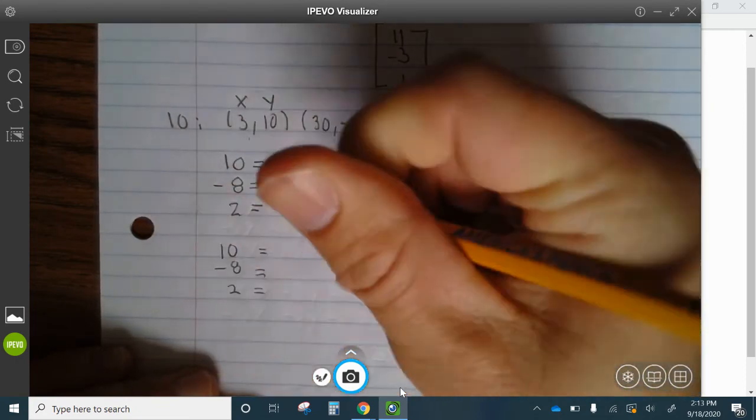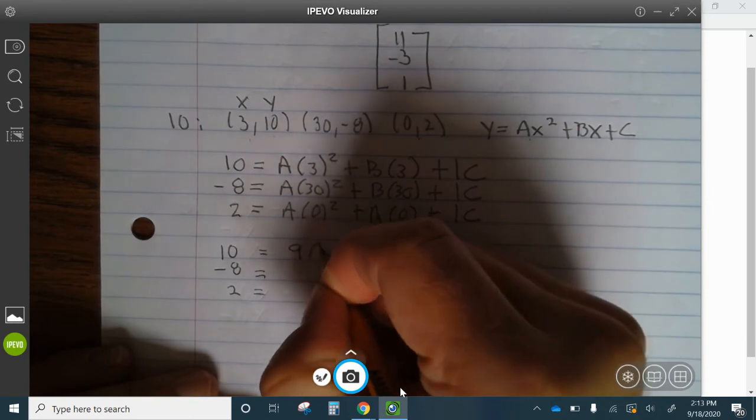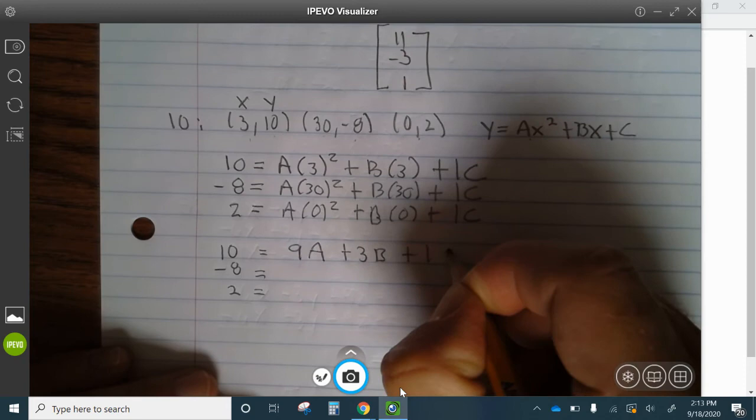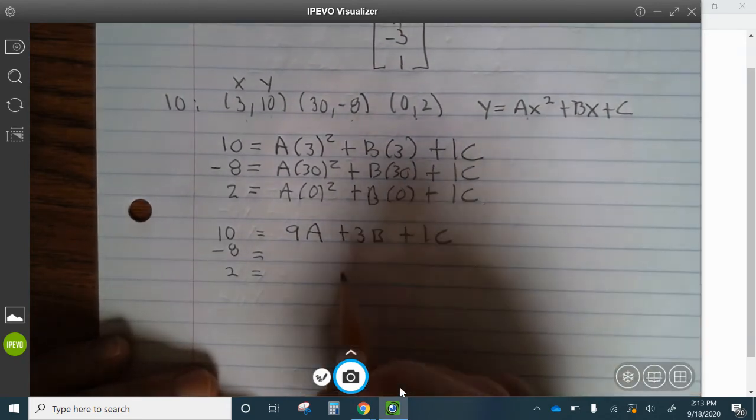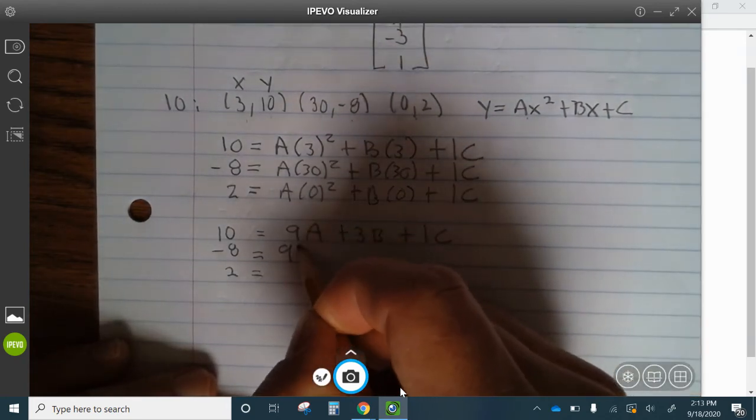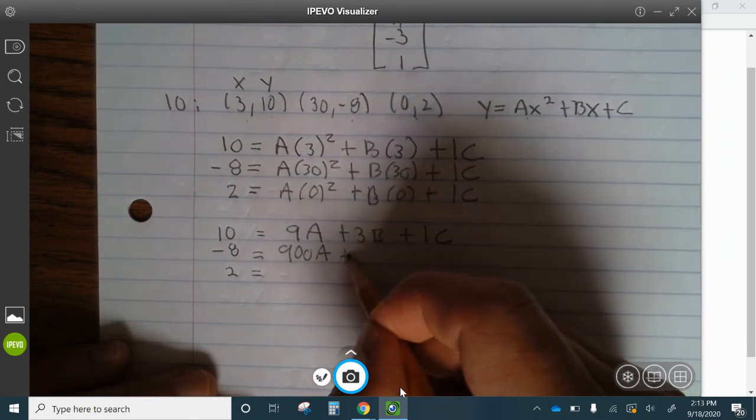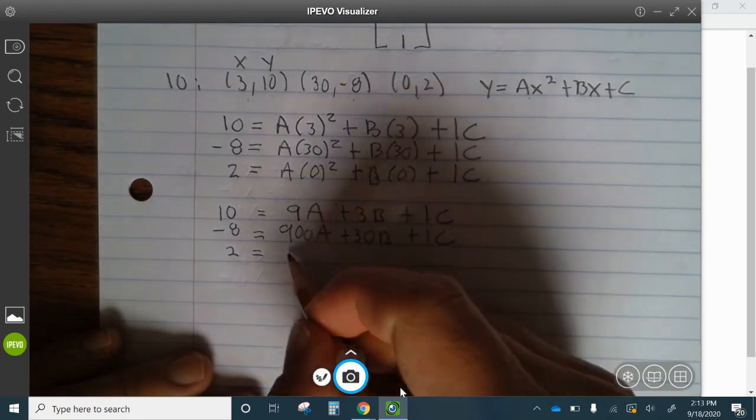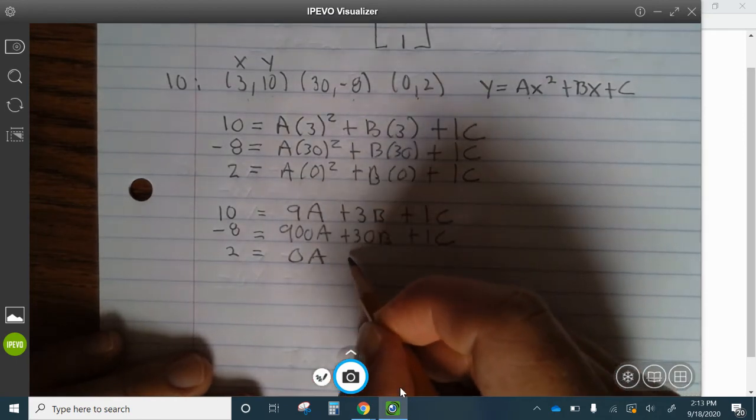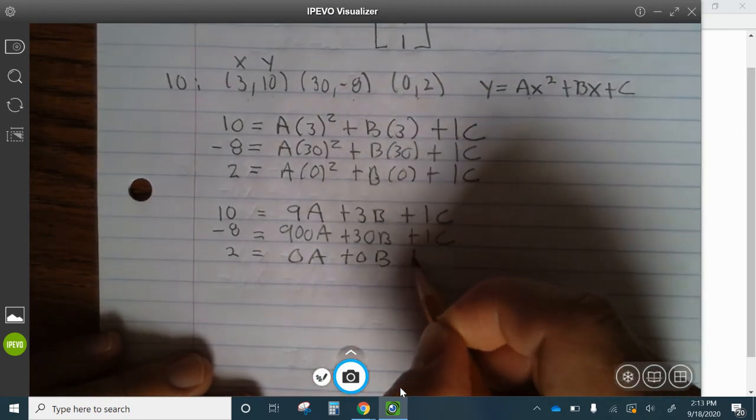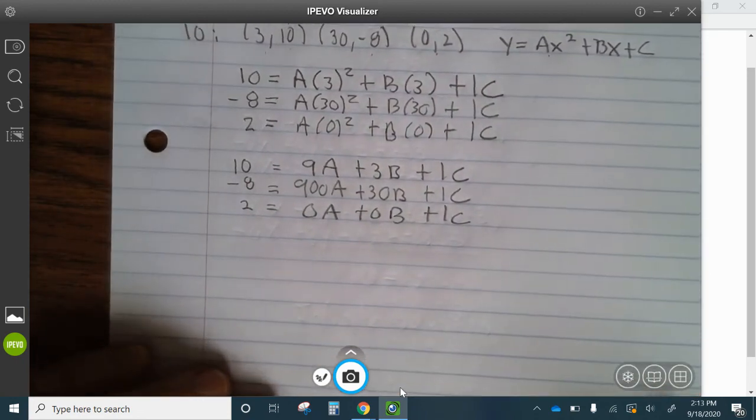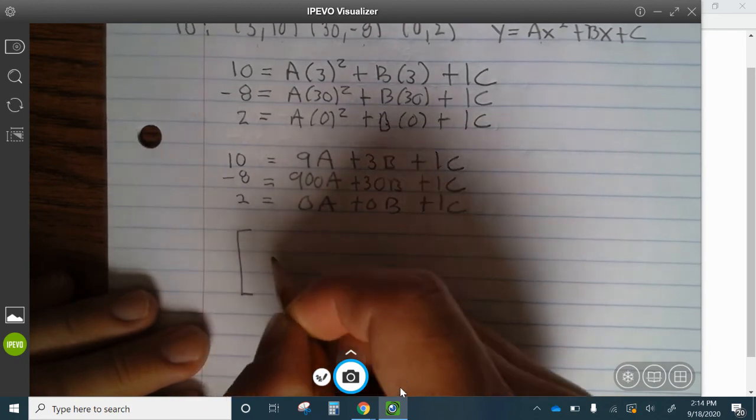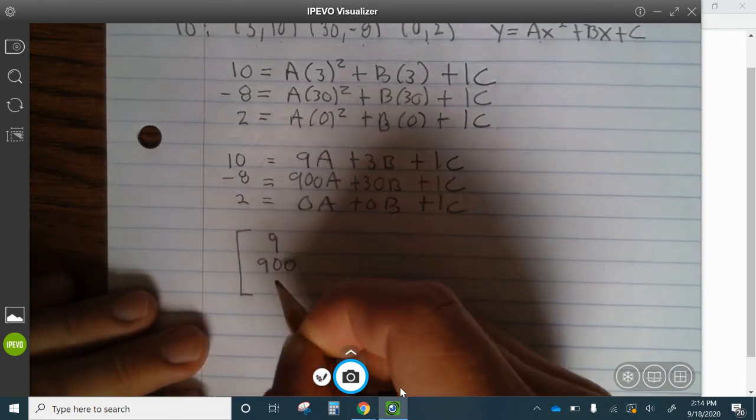We're going to make this into a matrix. So our matrix is 9, 900, 0, 3, 30, 0, 1, 1, 1. That's your A. Your X is ABC equals our B value, which is 10, negative 8, and 2. And so we know we can use A inverse B to solve this. So let's do that now, okay?